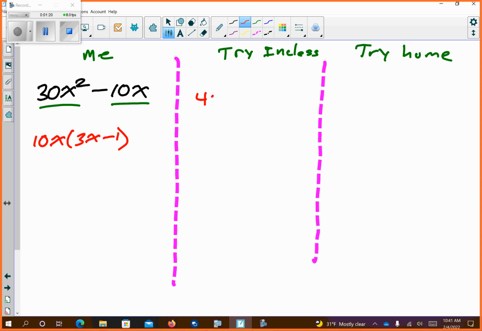Again, you're on your own sheet of paper. This is not in your book. This will help you for the quiz. So try that one. I'll give you about 45 seconds to try it.